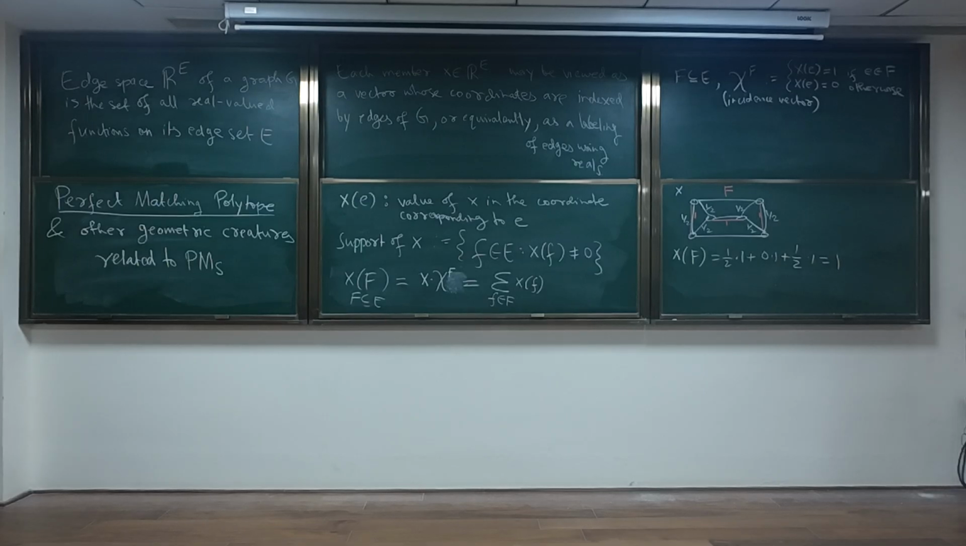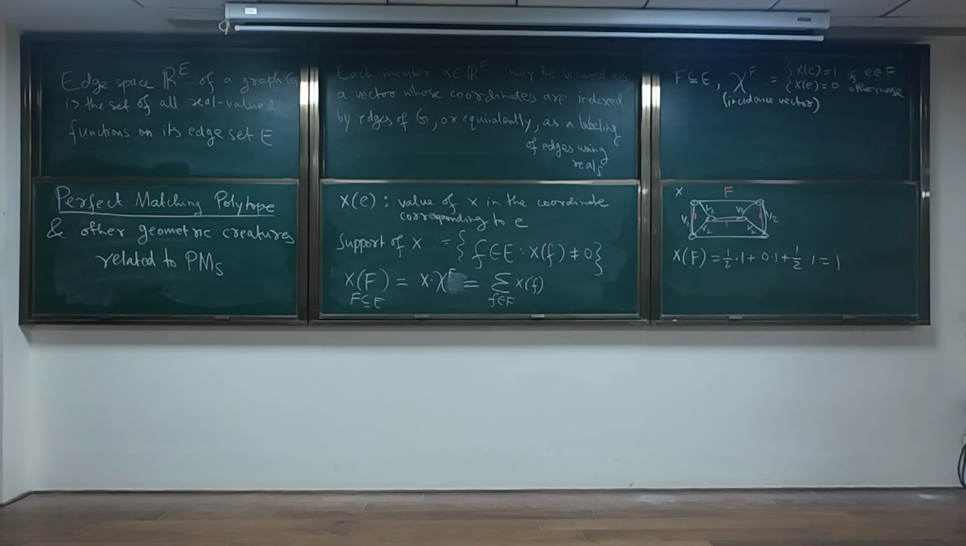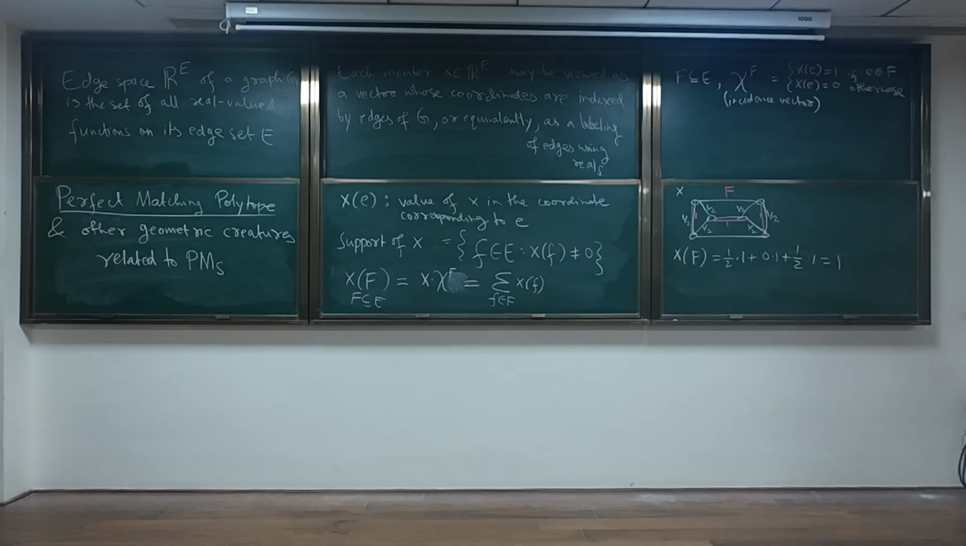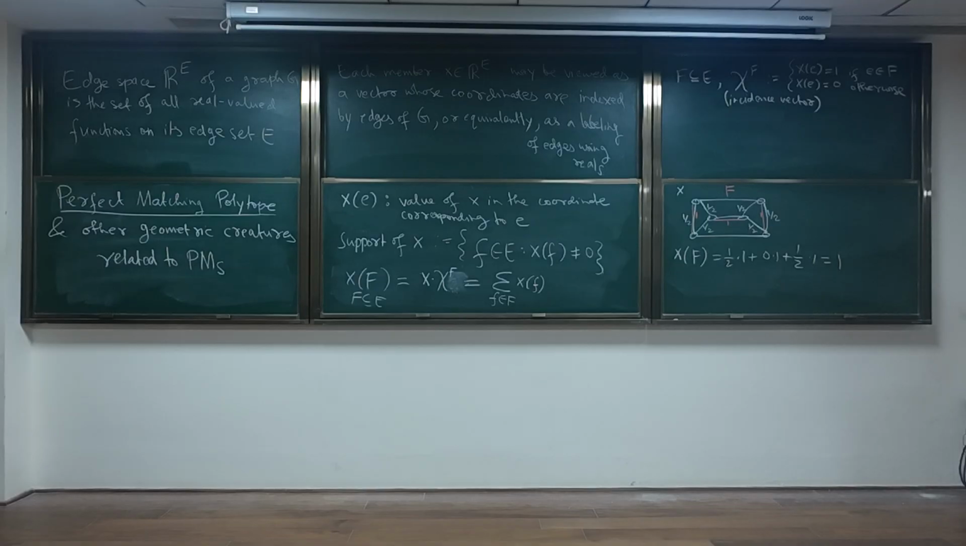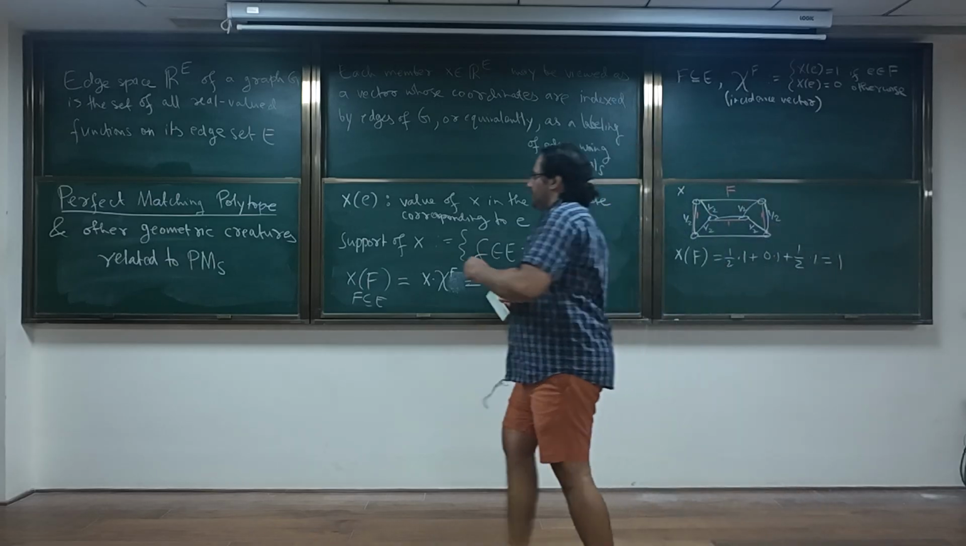The edge space is some creature in high dimensions, depending on the number of edges of the graph. The polytope lives there. It need not live in 2 dimensions or 3 dimensions because the number of edges may not be 2 or 3. So it lives in some higher dimensional space. But that's okay. We can still do math on it. So we will.